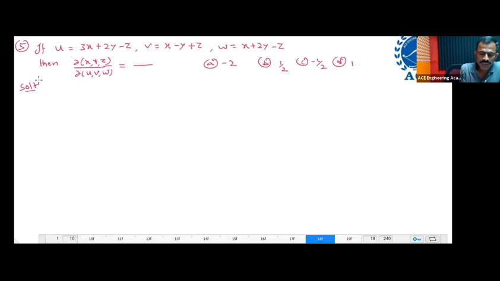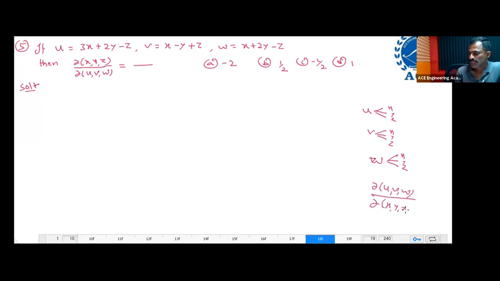It is similar to the previous one, but the previous one was the Jacobian of only 2 functions. Here, it is the Jacobian of 3 functions. We are given u, v, and w in terms of x, y, z. Whenever u, v, w are given in terms of x, y, z, directly we can find dou of u, v, w with respect to x, y, z. It is a Jacobian only.